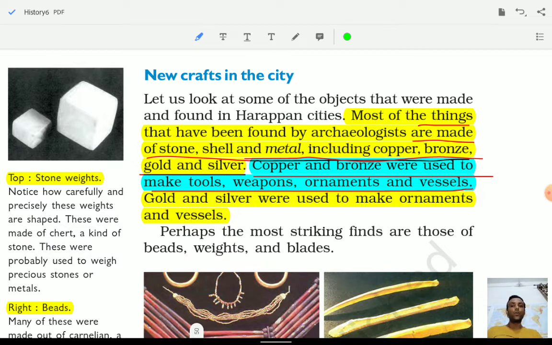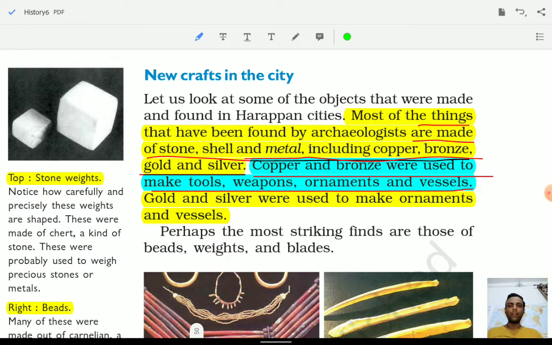Copper and bronze were used to make tools. Now it is referring to the utility. What type of utility of those metals? So they used the copper and bronze to make tools, weapons, ornaments, and vessels. Right? Gold and silver were used to make ornaments and vessels. And today we also see that being Indian, we are always tempted, or we remain crazy about gold and the things which have been made by gold. So in that era as well, gold had its importance.